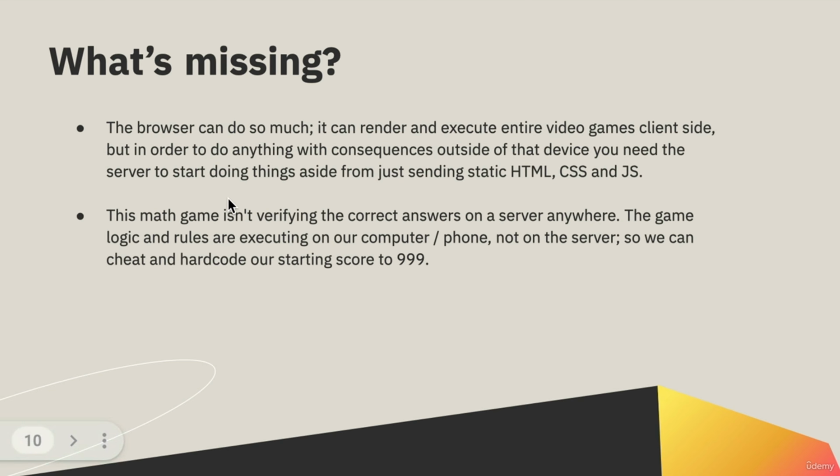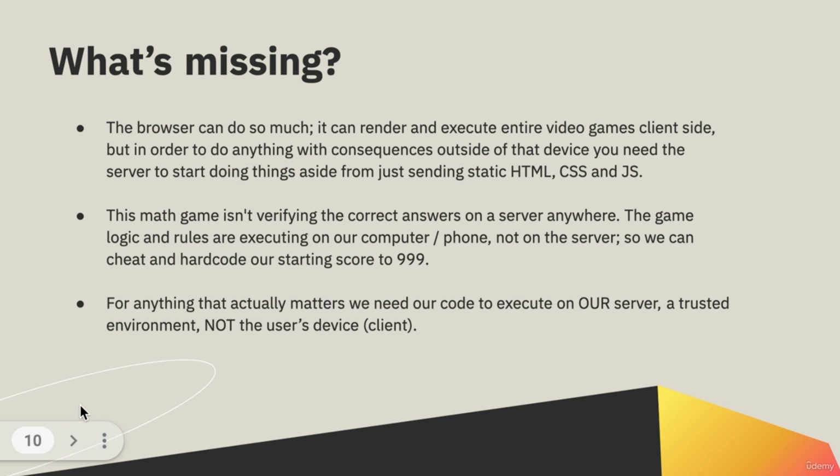So that's what these two bulleted points on screen are talking about, right? It's that our server isn't verifying the answers of that math game. So a malicious user could set their score to 999, so on and so forth. So what's missing is a server that is actually receiving our input and validating it and looking at it and analyzing it and either accepting it or rejecting it or trying to correct us or only letting things happen if it determines that the logic makes sense.